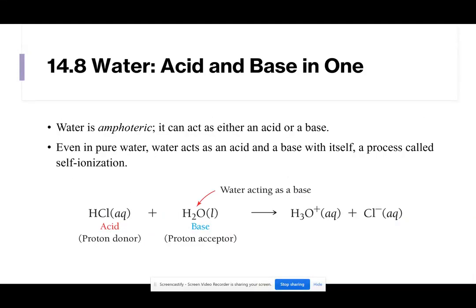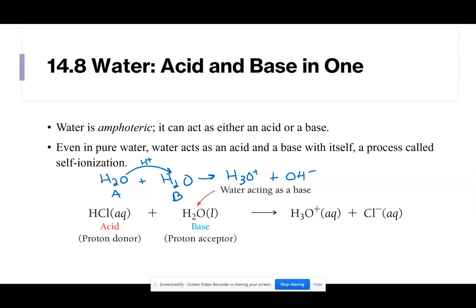Water is what's called an amphoteric substance. It acts as both an acid and a base. It is not the only substance that does so, but it is an important amphoteric substance. Because water can be both an acid and a base, it can self-ionize. If I have two water molecules, one can act as the acid and the other as the base, and the water can donate a hydrogen ion to the other water, thus forming the hydronium ion and hydroxide. That's called the self-ionization of water.